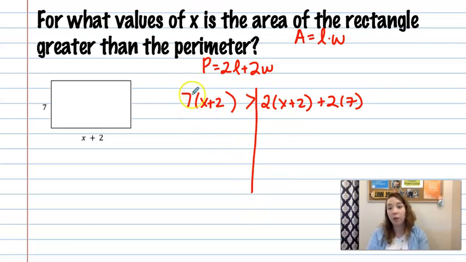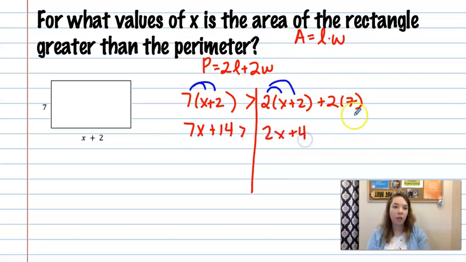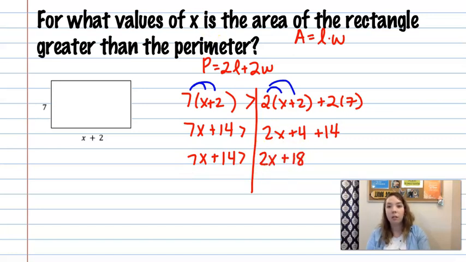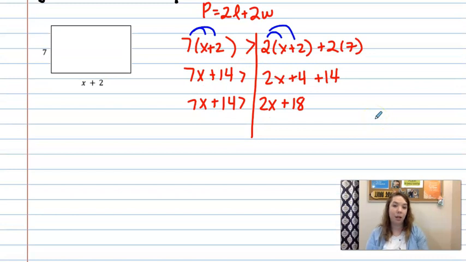So we have to distribute first to get rid of those parentheses. It's got just 2 sets here. So 7x plus 14 is greater than 2x plus 4. And then 2 times 7 is 14. Now we can combine like terms. So that would give us 2x plus 18 on the right. And now I'm going to get my x's together. So I'm going to choose to subtract 2x from both sides. That's going to give us 5x.